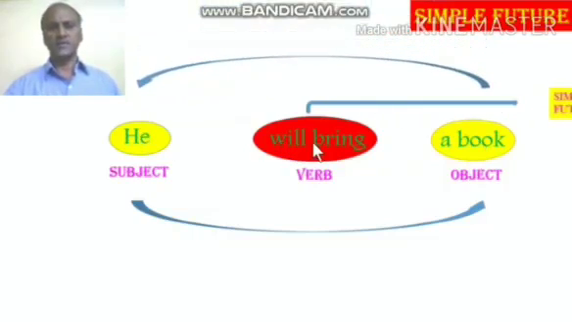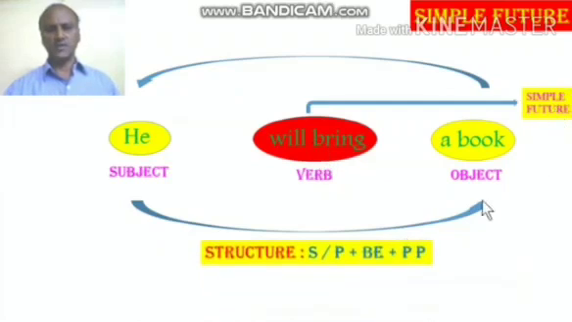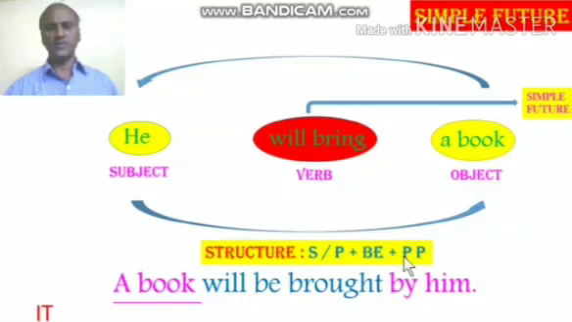Then the third step is you have to find the verb. The verb here is in simple future. Since it is simple future, we have the structure singular plural plus be plus past participle. So the passive form answer is a book will be brought by him.